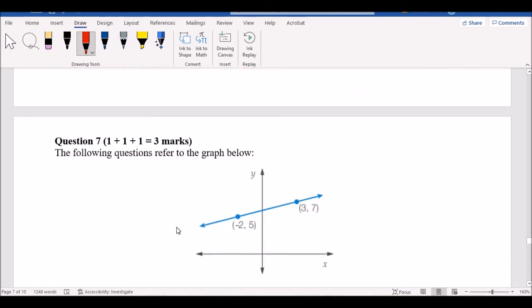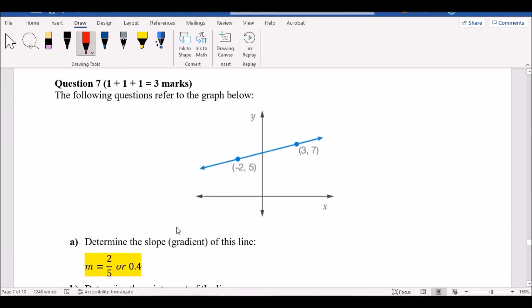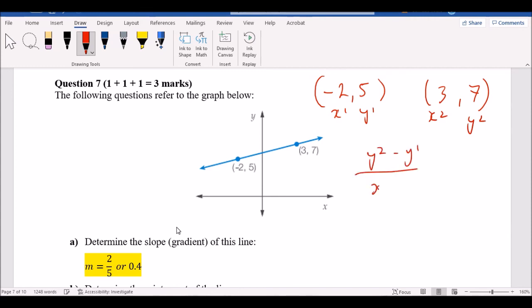Alright, let's go to the next two. There's two more questions. Nearly there. Determine the gradient of this. Remember, there's two ways to do gradient in this case. The way that I expect you to do it is have your coordinates, so -2, 5, and then you've got 3 and 7. Label your points, x1, y1, x2, y2. Remember the formula, y2 minus y1 over x2 minus x1.